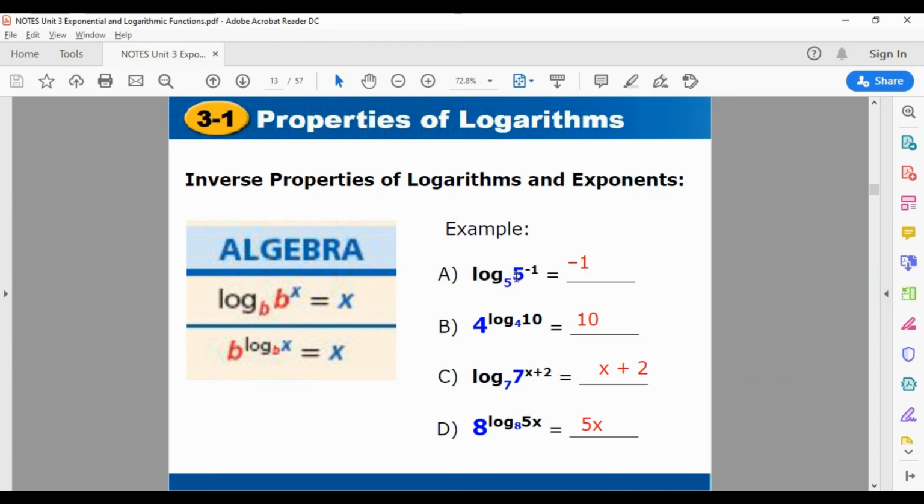So log base 5 of 5 to the power of -1 is -1. 4 to the power of log base 4 of 10 is just going to be 10, and you can see that the pattern is going to continue with C and D.